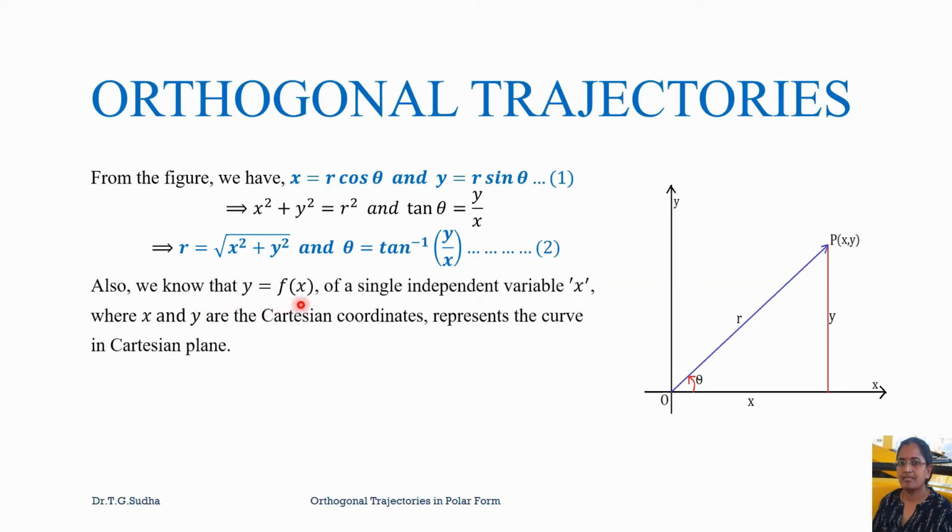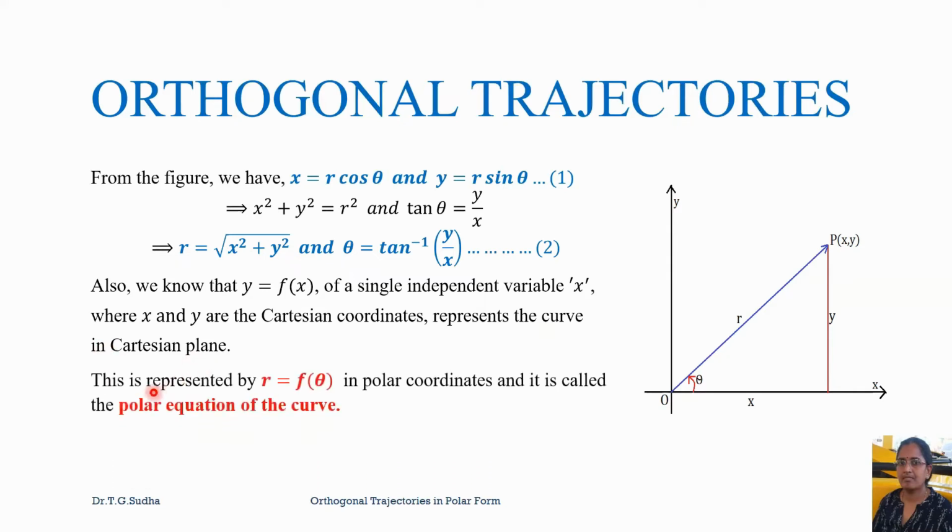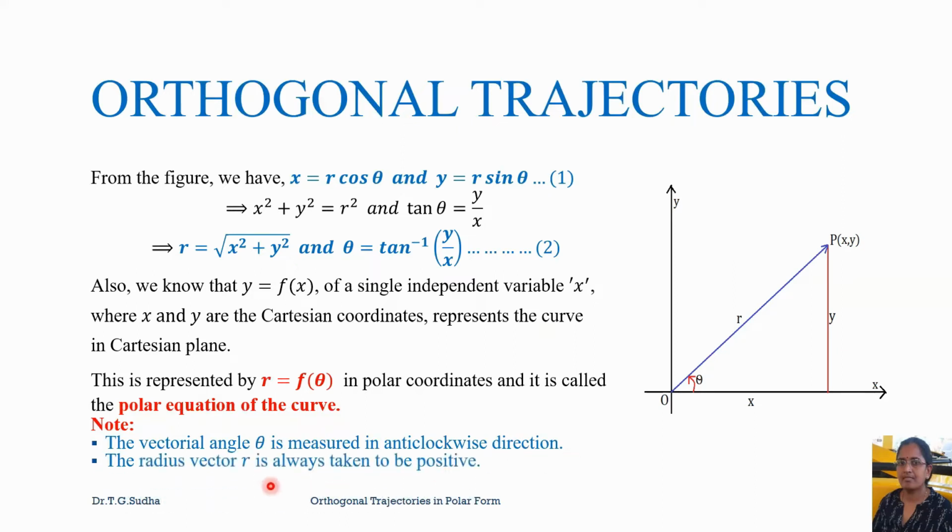We also know that y is equal to f of x, of a single independent variable x, where x and y are Cartesian coordinates, represents a curve in the Cartesian plane. This is represented by r is equal to f of theta in polar coordinates. So y is equal to f of x in Cartesian coordinates, and r is equal to f of theta in polar coordinates, and this is called the polar equation of the curve. Let us note down these 2 points. The vectorial angle theta is measured in anti-clockwise direction, and the radius vector r is always taken to be positive.